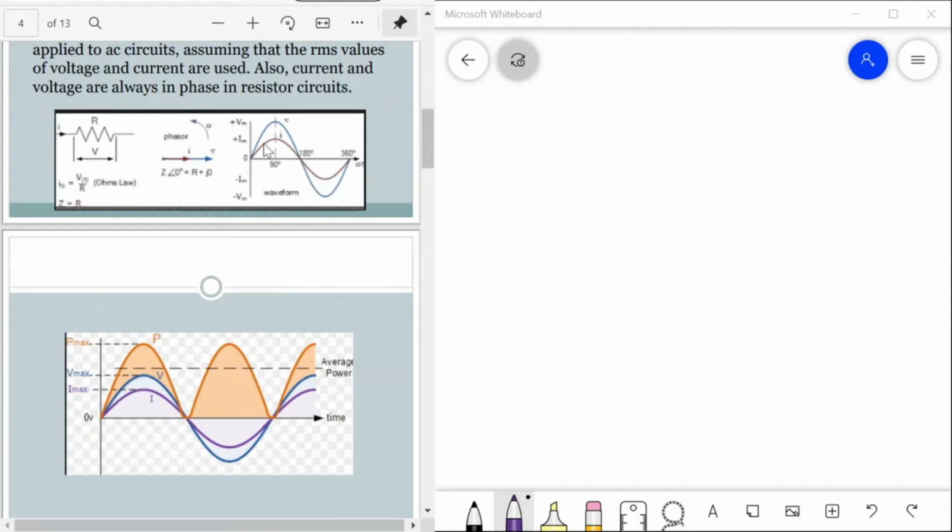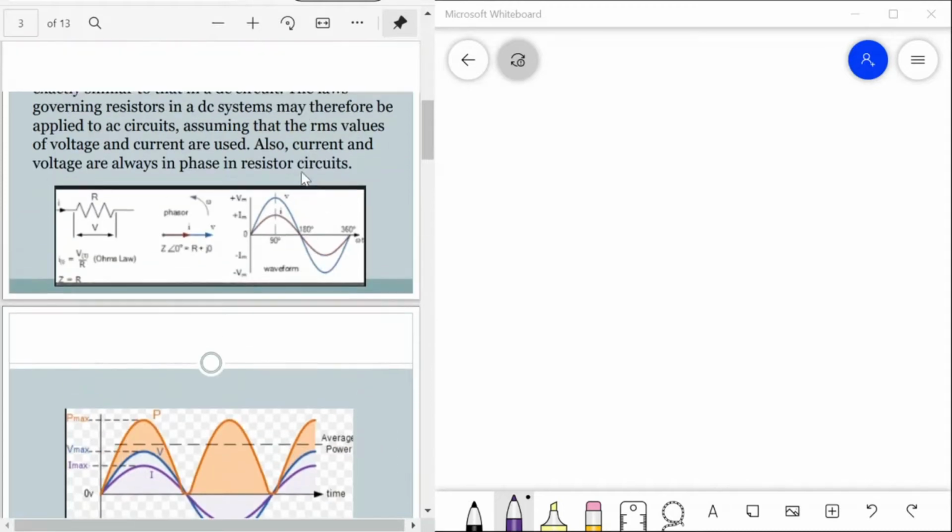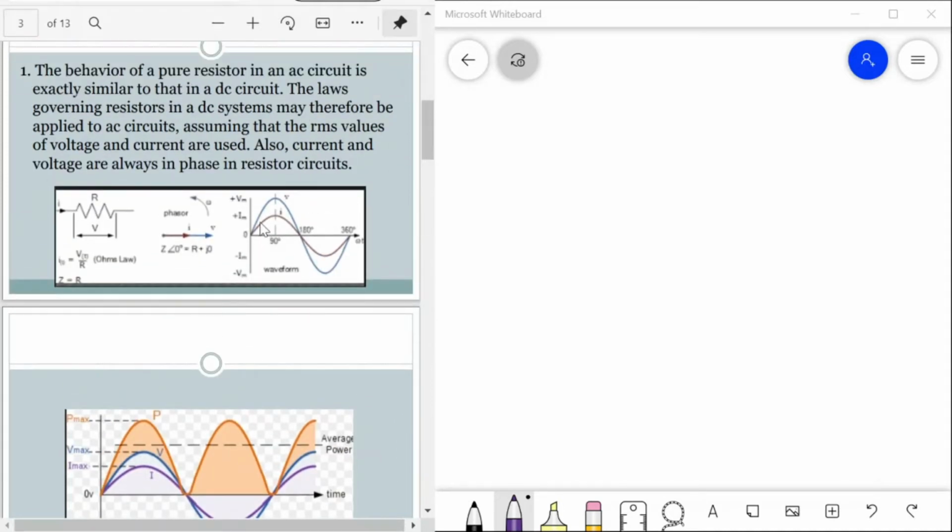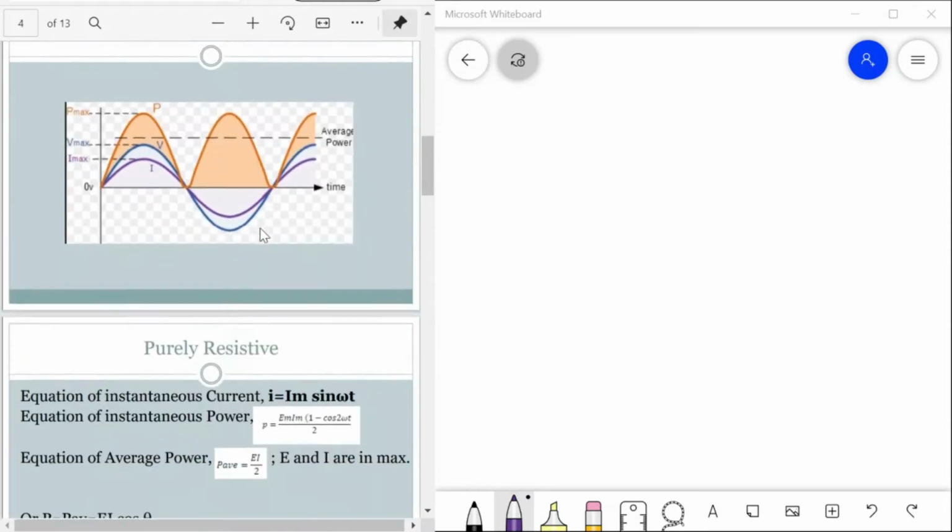So this is the waveform of a pure resistive. We have here the sinusoidal wave of the voltage, the blue one, and the sinusoidal wave of the current. As you can see, they are in phase with each other. The maximum voltage, the maximum current.